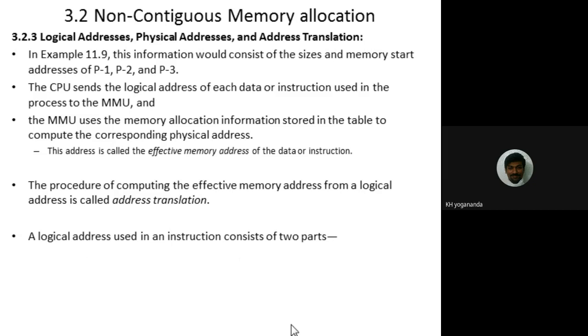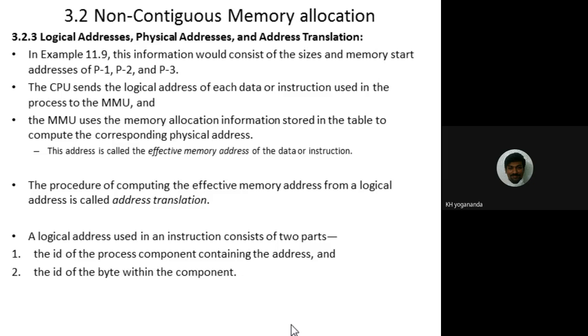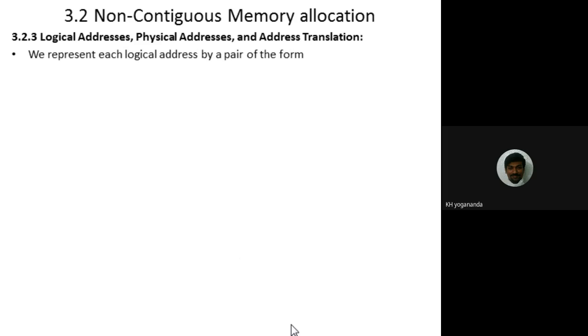A logical address used in an instruction consists of two parts: one, the ID of the process component containing the address, and two, the ID of the byte within the component. We can represent the logical address in pair form, with the component address as compi and the byte address as bytei, written within parentheses as (compi, bytei). This is how we represent the logical address in pair form.